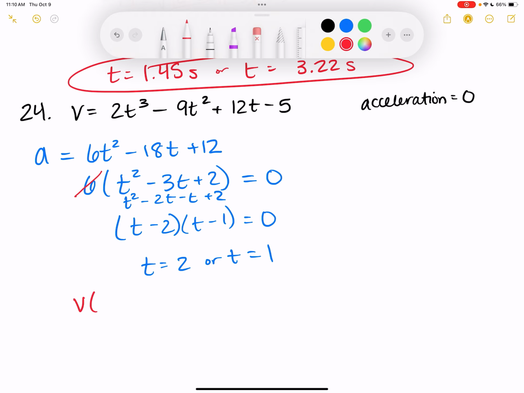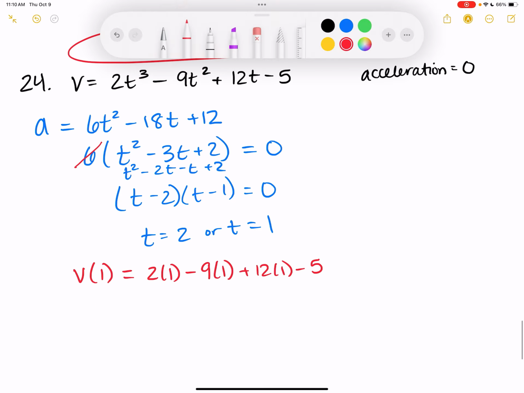So then v of 1 is going to be 2 times 1, I'm not even going to write the cubed, minus 9 times 1 plus 12 times 1, and ultimately I don't even need to write the ones, but just to see how we're plugging them in. So I've got 2 minus 9, negative 7, plus 12 is 5, minus 5 is 0. So that means that the velocity is also 0 meters per second when the acceleration is 0 at 1 second.